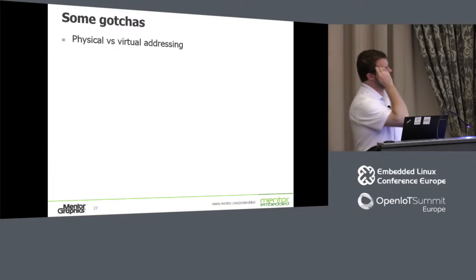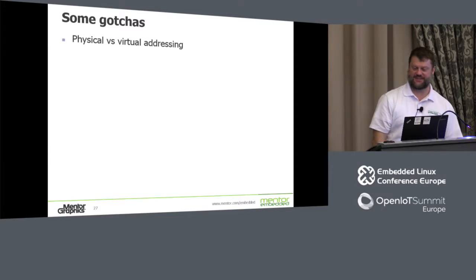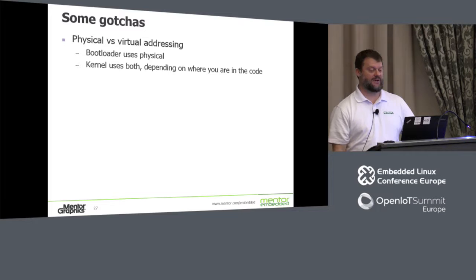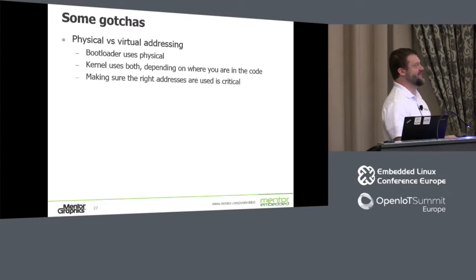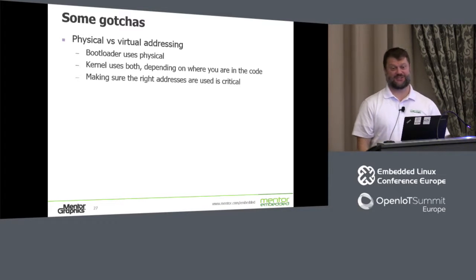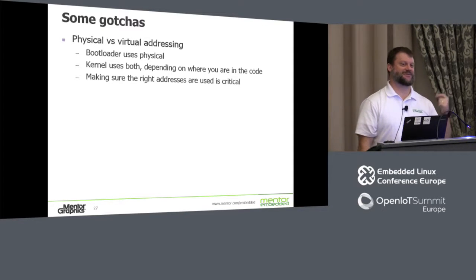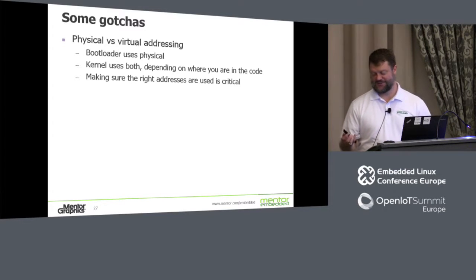So these, I've talked through some of these already, but again, I want to emphasize some of them. Physical versus virtual addressing, most of us are aware of this. It's something that we all kind of keep in the back of our head. However, the bootloader uses physical, the kernel uses both. It depends on where you are in the code. Even though I knew this, I managed to hurt myself several times on this. So that's part of the reason why I had that additional information in the log structures and that LCB block, because I used that to tell myself, am I really using the right address? And ironically, I was using logging itself to help me with this.